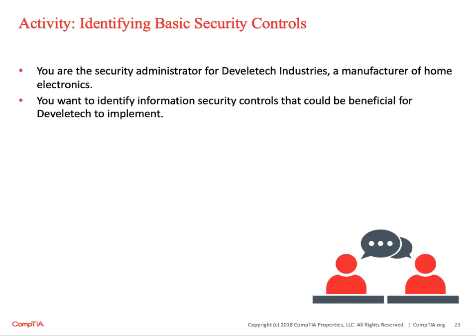Next up, our second activity of the chapter. So, identifying basic security controls. You are the security administrator for Developtech Industries, a manufacturer of home electronics. You are going to want to identify information security controls that could be beneficial for Developtech to implement. So in this case, we have a few multiple choice questions, and once you have completed those questions, come back and continue on with the slides.